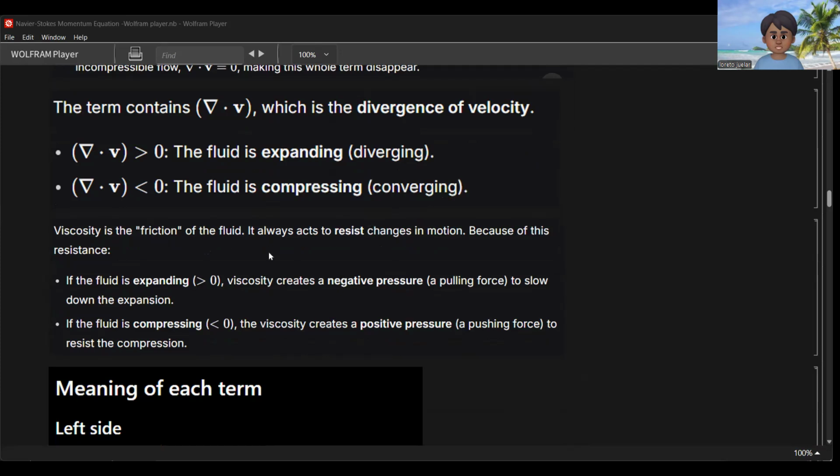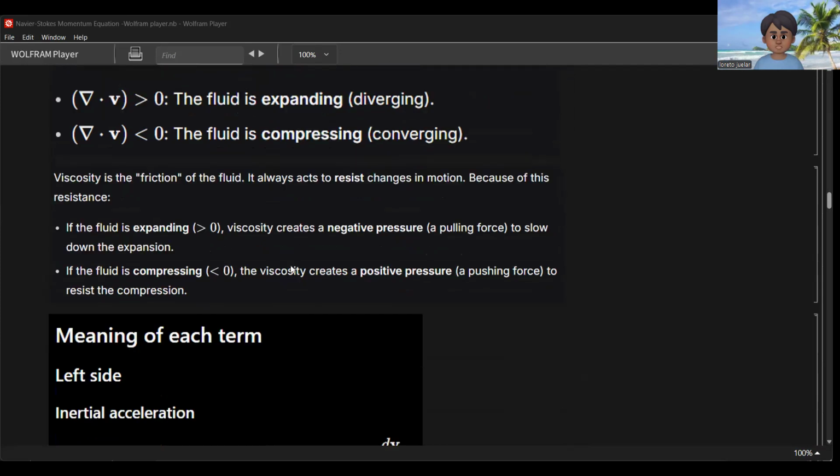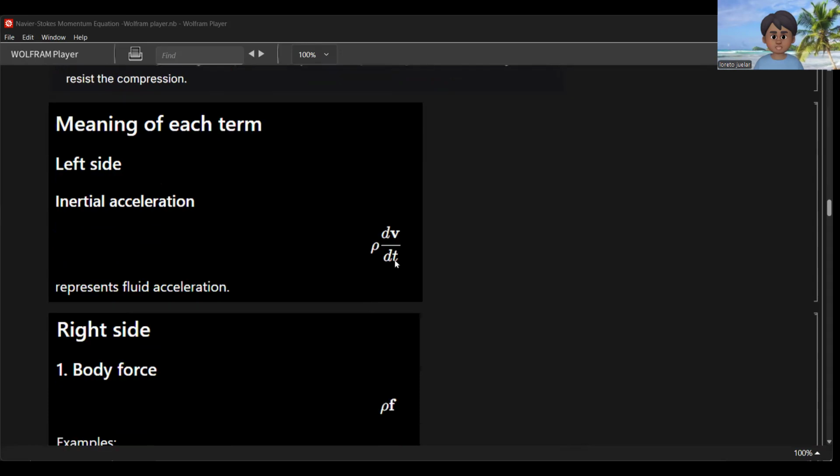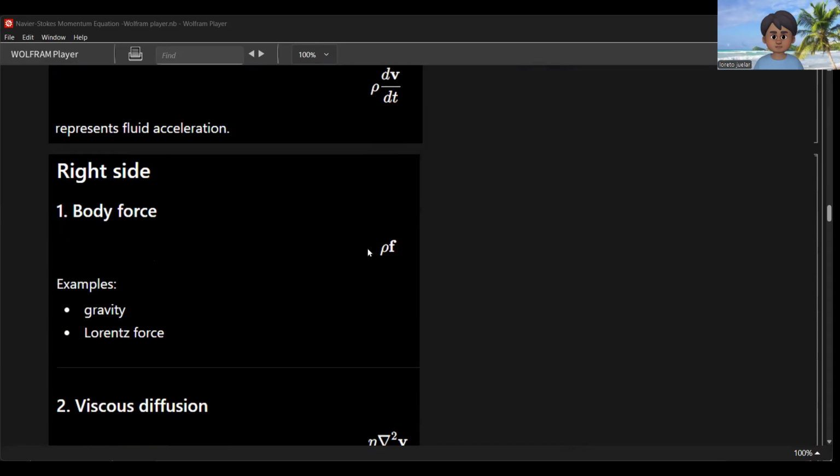Viscosity is the friction of the fluid. It always acts to resist changes in motion. Because of this resistance, if the fluid is expanding, greater than zero, the viscosity creates a negative pressure, a pulling force to slow down the expansion. If the fluid is compressing, less than zero, the viscosity creates a positive pressure, a pushing force to resist the compression.